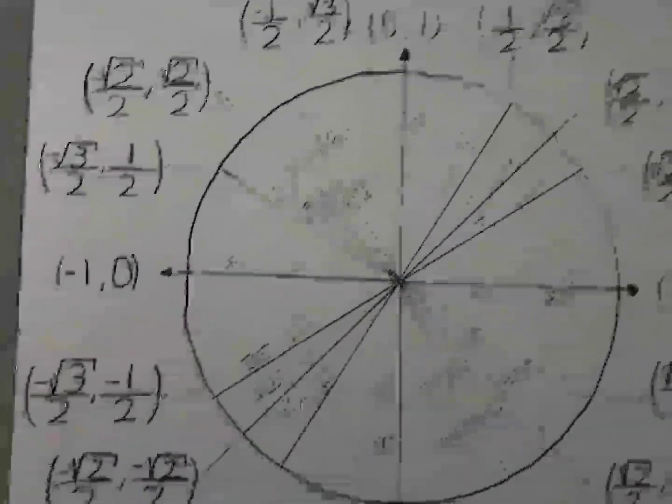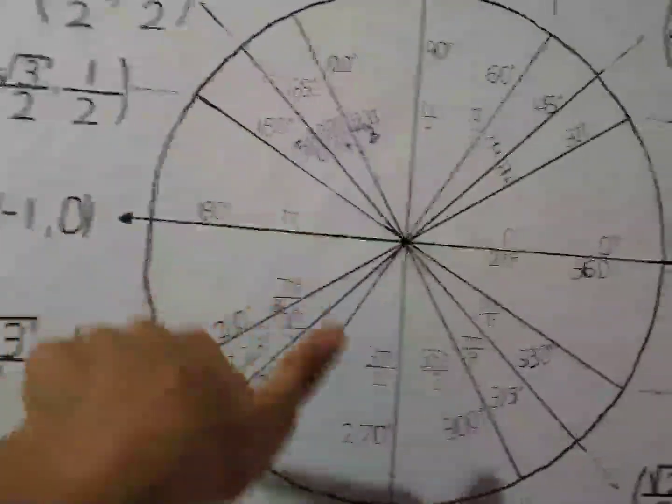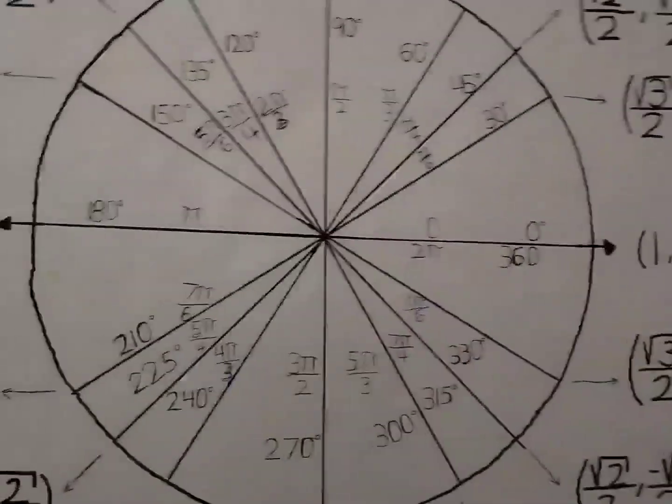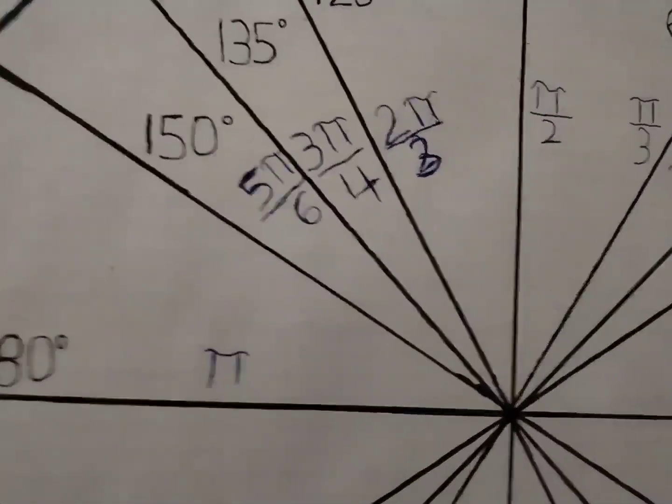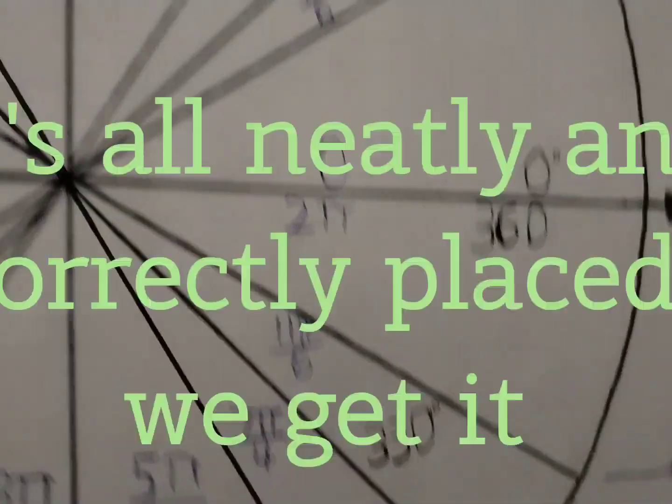It is split on an X and Y axis, and then several other intermediate angles between, and so here we have all the coordinates placed neatly and correctly all on the circle, and then we have our radians also neatly and correctly placed.